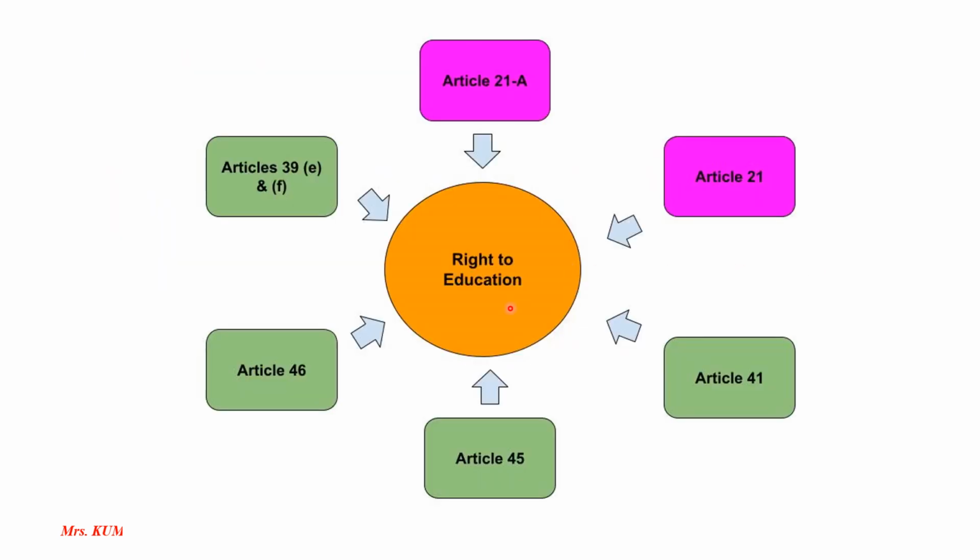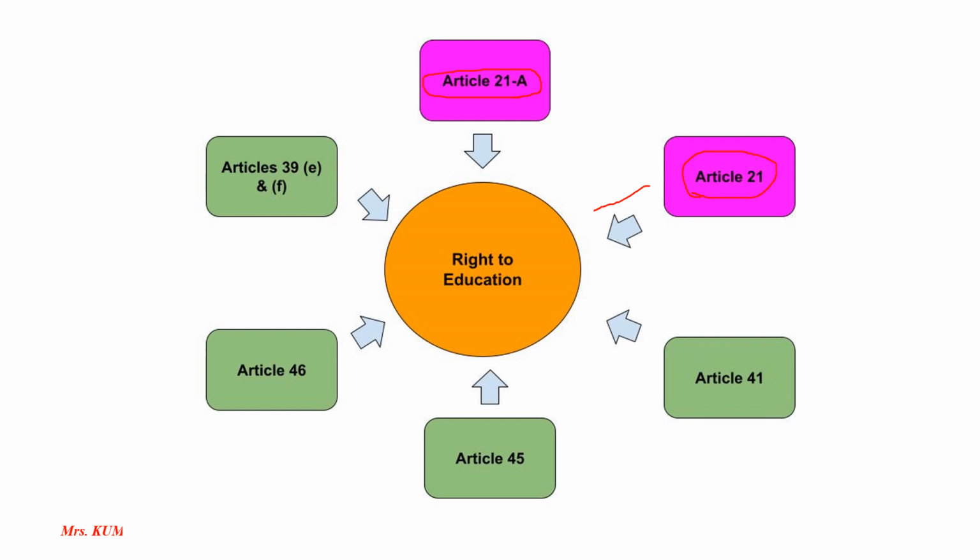Now let us see the articles related to right to education. Okay, so what are those articles? 21, 21A, Article 39 E and F, Article 46, Article 45 and Article 41. Let us see one by one, but you have to keep in mind, carefully listen. This is Article 21, right to education. Article 21A, this you can easily keep in mind, 21 and 21A.